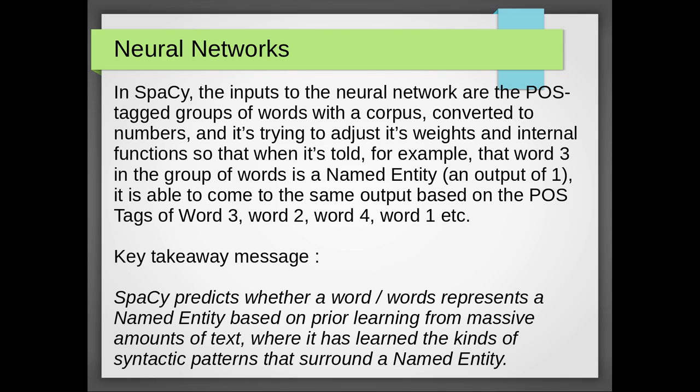Don't worry too much about this. I just want to give you a sense of how this is done. But essentially, the key takeaway message here is that SpaCy predicts whether a word or group of words represents a named entity based on prior learning from huge amounts of text in these corpuses, where it's learned the kinds of syntactic patterns that tend to surround named entities, and it's using that prior learning to judge whether a named entity is there or not.